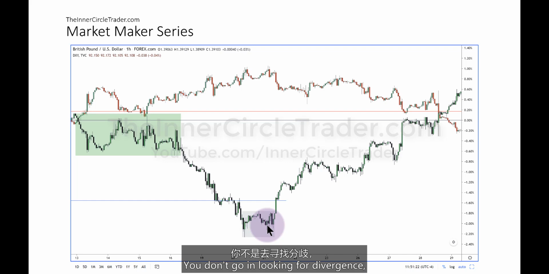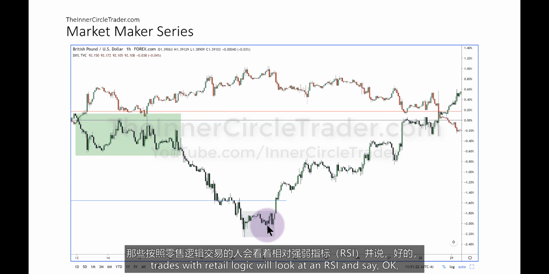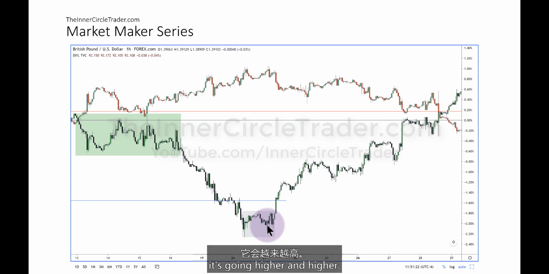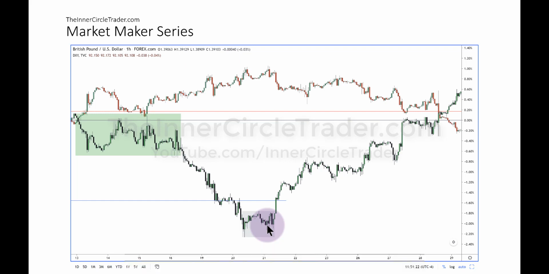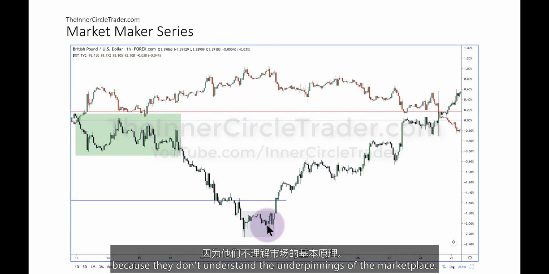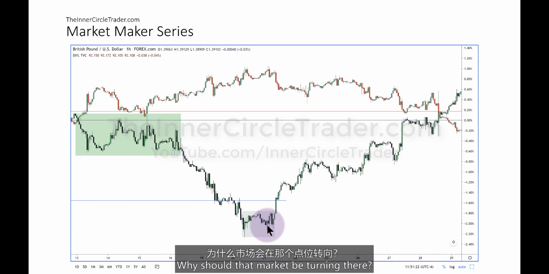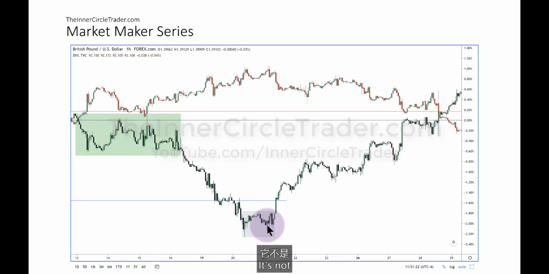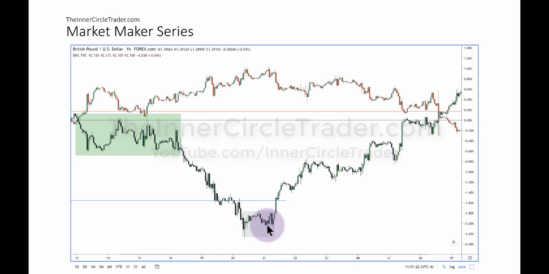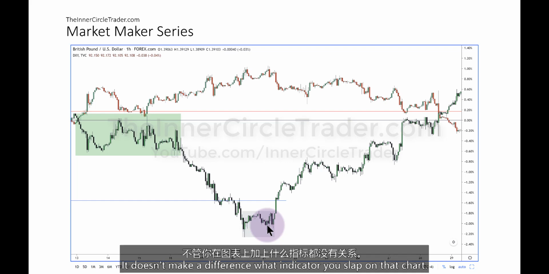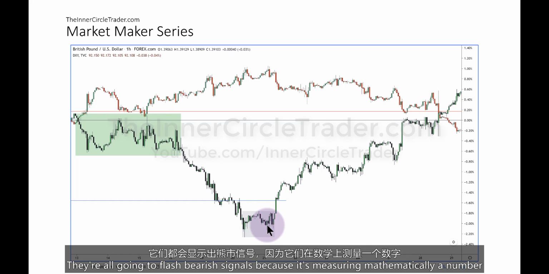You don't go in looking for divergence, because that's the same thing as a student that trades with retail logic will look at an RSI and say, okay, it's going higher and higher, but look at this RSI, it's diverging bearishly. And they try to go short, and they get their clock cleaned. It just keeps on going higher, because they don't understand the underpinnings of the marketplace. Why should that market be turning there? There has to be some reason for that. If it's not underlyingly positioned to trade lower, it doesn't make a difference what indicator you slap on that chart. They're all going to flash bearish signals, okay?